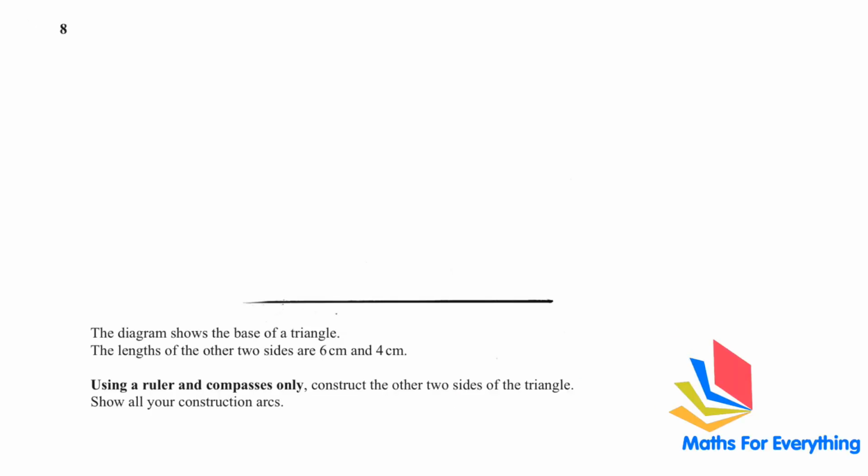Question number 8. The diagram shows the base of a triangle. The lengths of the other two sides are 6 cm and 4 cm. Using a ruler and compass only, construct the other two sides of the triangle. Show all your construction arcs. So from this point, take 6 cm, make an arc here. And from this point, take 4 cm, make an arc. And wherever they cut, join the vertices to this line. So this is the way your triangle will look.